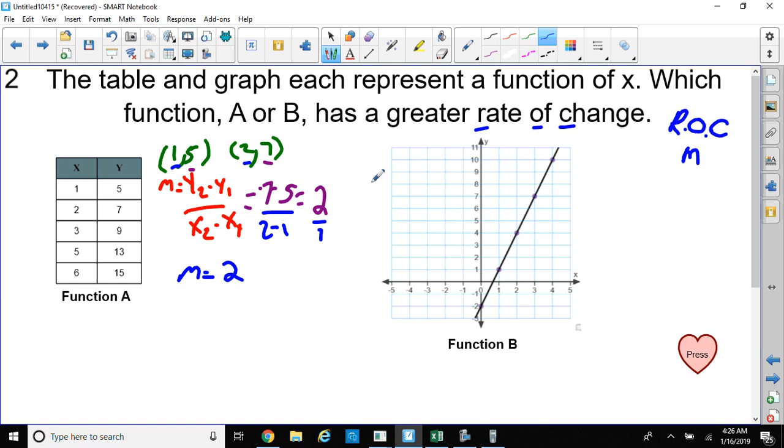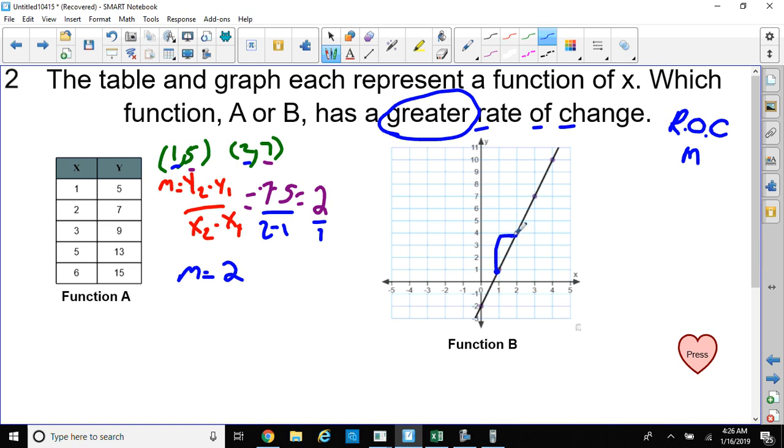Now, we're looking for the greater rate of change. So all we have to do is see which slope is bigger. So let's find the slope of function b. This is easy to find. All we have to do is find a point, like this one, 1, 1, and go up so many boxes and over to get the rate of change. So it goes up 1, 2, 3 boxes and over 1.